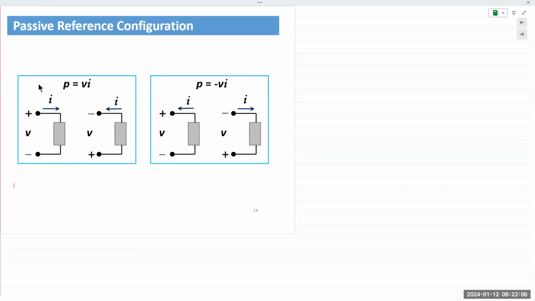So in this first one right here, this element is plus at the top and minus at the bottom. The polarity of the voltage is plus at the top and minus at the bottom. And the current direction is already given to us. It is entering the positive terminal. So power is positive. You would use the equation P equals VI. P equals VI. Make sense? So power is positive.